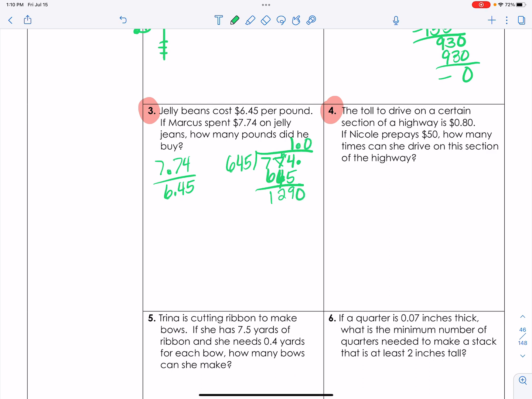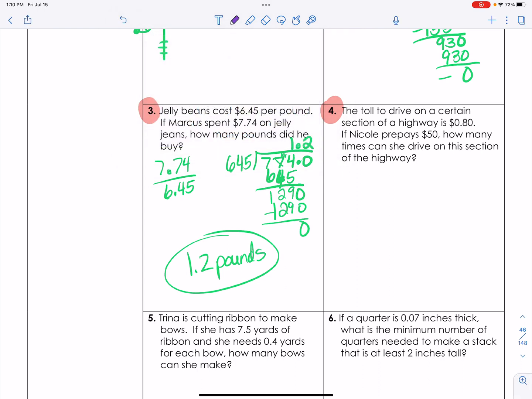So I'm going to check that out. 645 times 2. Oh, I put the 0 in the wrong place. The 0 goes here because we brought it down. And then I subtract, and so this was 1.2 pounds, which makes sense because you could kind of eyeball that.